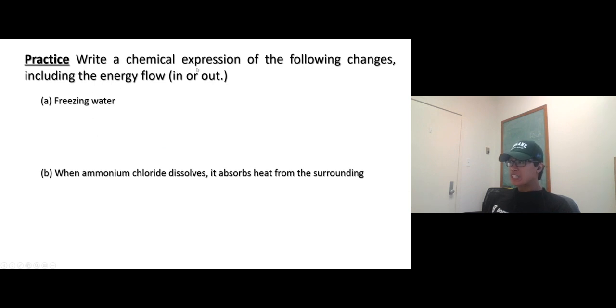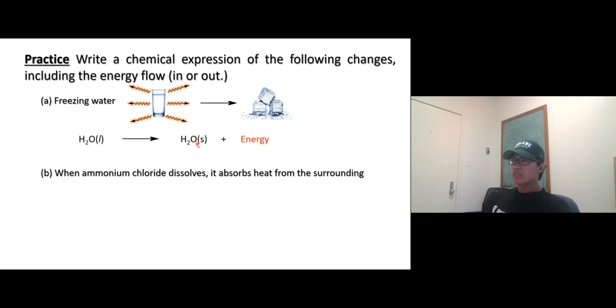Write a chemical expression of the following changes, including the energy flow in or out. All right. So freezing water. So we have liquid water go to ice. Right. In this case, so the liquid water have to release the energy. So put this guy in the freezer. So release an energy. So liquid water to solid water and energy coming out. Okay. All right, next one. Ammonium chloride dissolves. It absorbs heat from the surrounding. So ammonium chloride dissolves, so solid to aqueous and absorb. Here, put energy right there with the reactant.